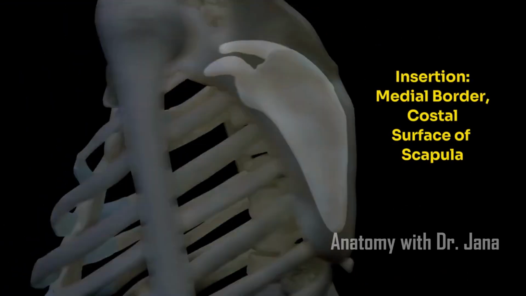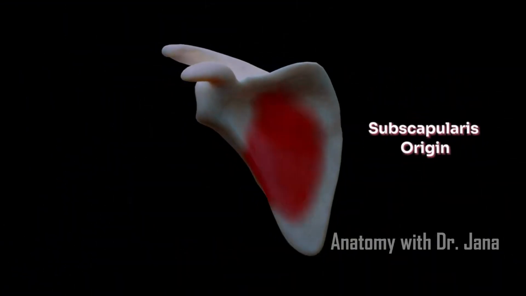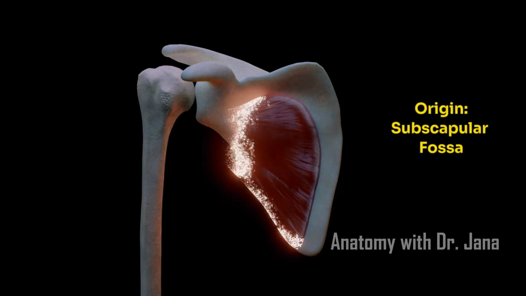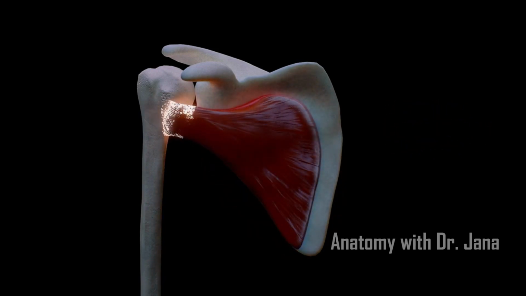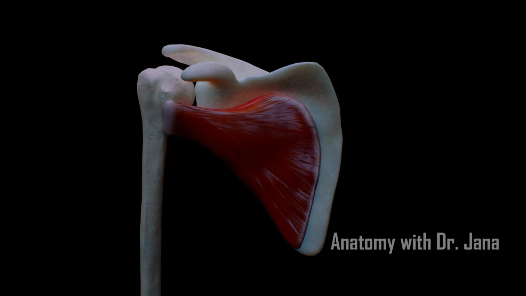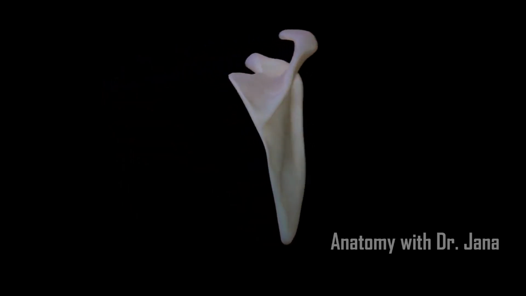The rest of the costal surface gives origin to the subscapularis muscle. This muscle is the subscapularis muscle, arising from the subscapular fossa on the costal surface and inserted onto the lesser tuberosity of the humerus. Let's discuss the dorsal surface.